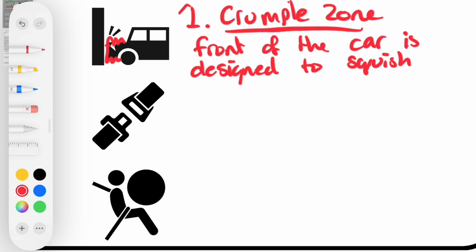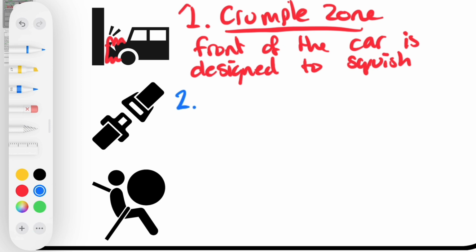I'm a big F1 fan, and in F1, whenever there's a crash, it looks horrible because there's bits of the car everywhere. But it's because those bits of the car are designed to crumple, to break, takes away some of that force that driver feels. So ends up saving lives.